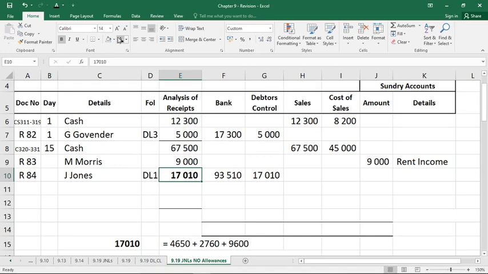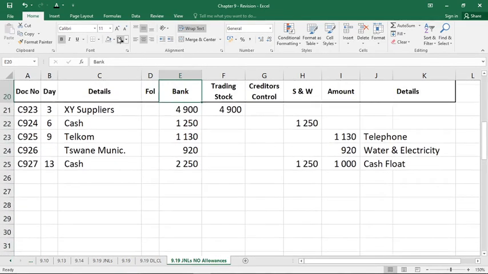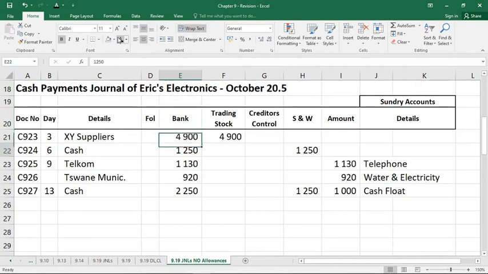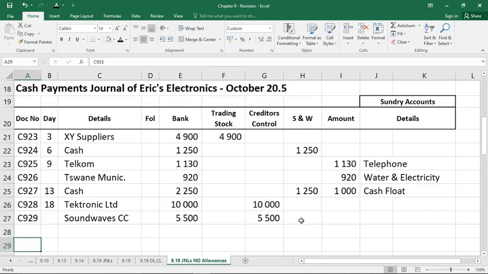Then on the 18th, paid 10,000 Rand on account to Tektronic Limited and 5,500 Rand to Soundwave CC. So we are paying off our debt a little bit, not maybe entirely, with checks. So there are going to be two lines here because they're two separate checks. Tektronic, 10,000 Rand to Creditors Control, and Soundwave's got 5,500 also to Creditors Control. Okay, so we are partly paying off the amounts that we owe those two creditors.